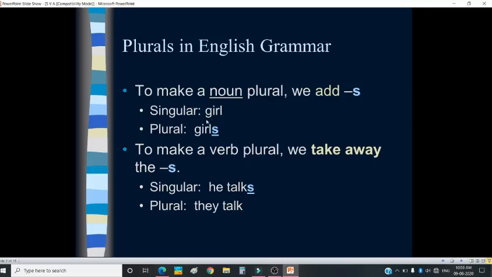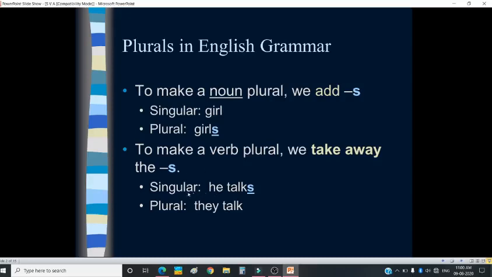What is that? Girl. How to make this girl into plural? This is one girl now. So this is singular. Singular means it's only one girl. Then if we add an s here, we will get girls. That means not one girl, more than one girl. See, to make a noun plural, we add s. Girl, girls, boy, boys, teacher, teachers, like that we are making plurals. Then, to make a verb plural, we take away the s.